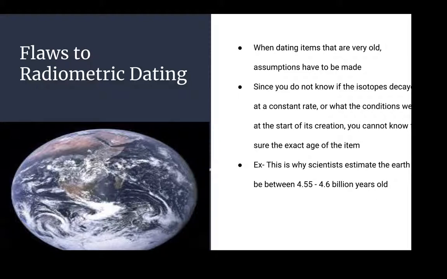An example of this flaw is why scientists estimate that the Earth is between 4.55 and 4.6 billion years old. They leave a 50 million year time gap, because scientists couldn't examine the past environment in which the Earth was created, and also how fast or slow the isotopes decayed throughout the Earth's crust. So that's why they gave that 50 million year time gap.